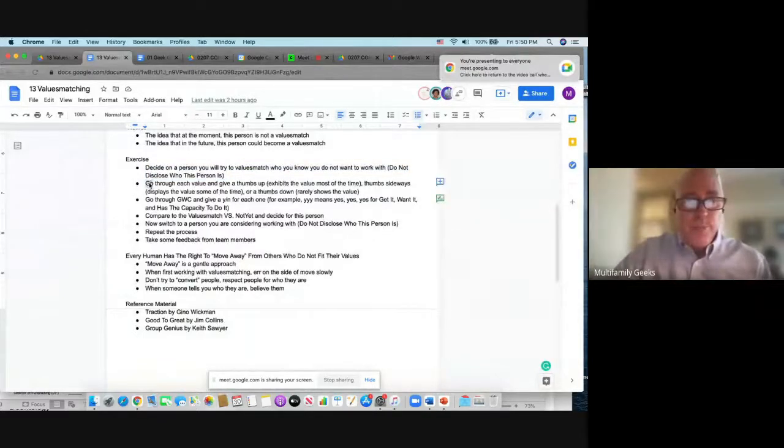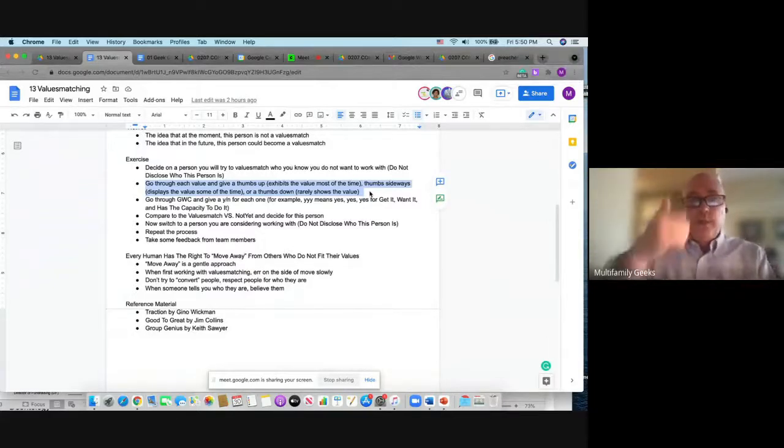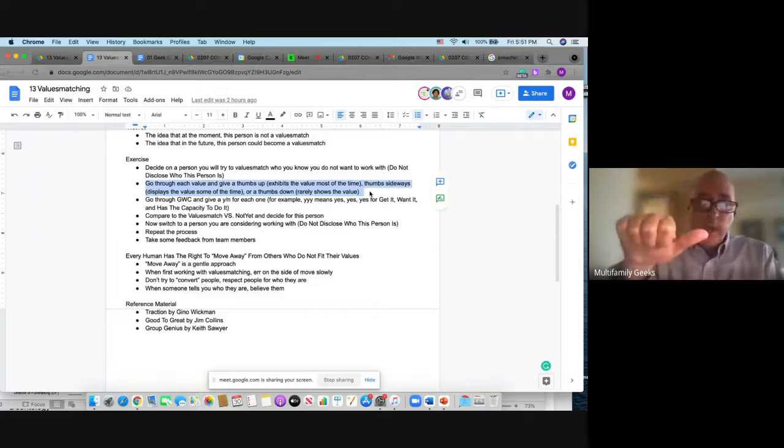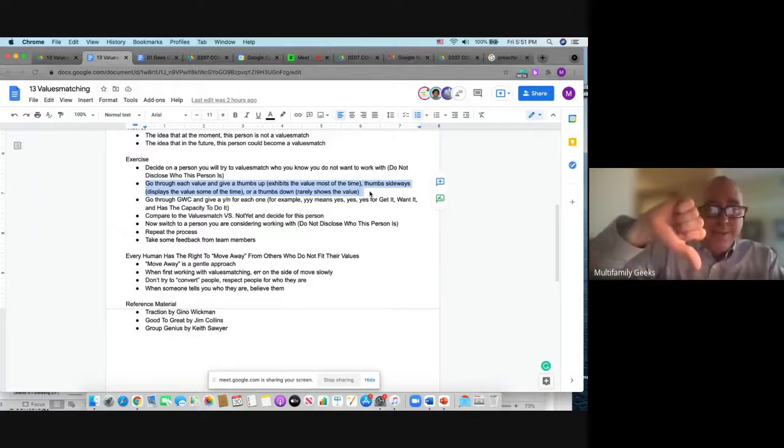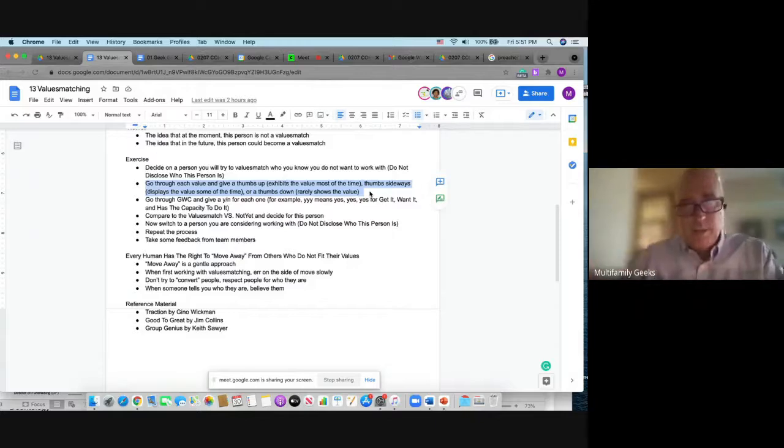Okay, so now that you got a person in your mind, here's the actual system. A thumbs up means that they exhibit the value most of the time. A thumb sideways means that they exhibit the value some of the time. And a thumbs down means that they exhibit the value rarely. Okay, so it's not perfect, right? This is a very general system. It's not technical. It's kind of, you're trusting your heart to know what you know about the person. Okay, that's going to be the system.